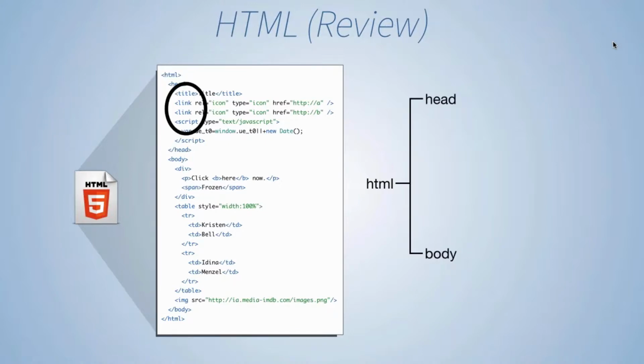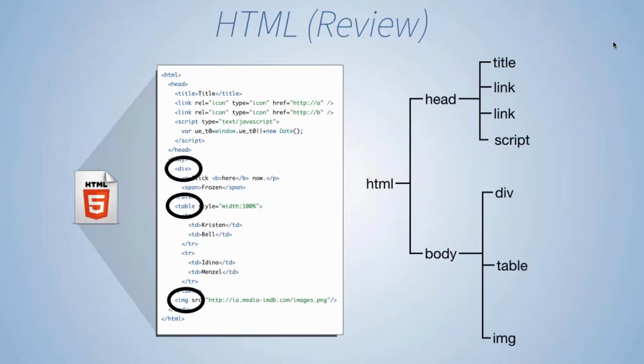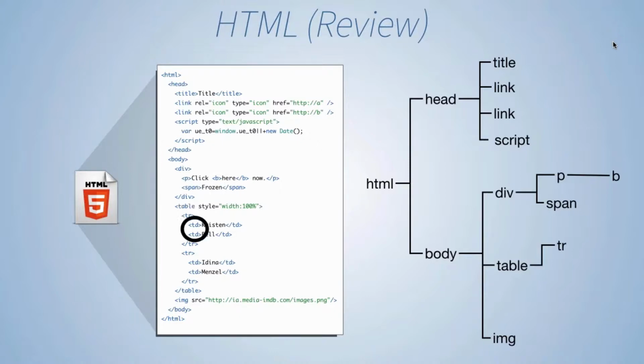Under the head tag, we have some other tags: title, link, scripts. And under the body tag, we have some tags. And then those tags also have their own subtags. For example, we have P and span here, and beneath P, we have a B tag, and then we have some tables with their own items.